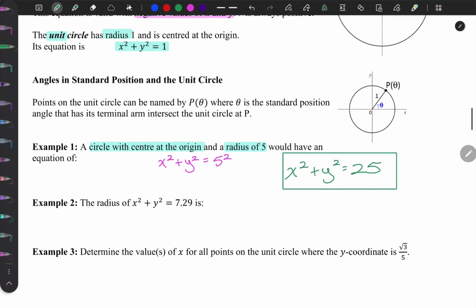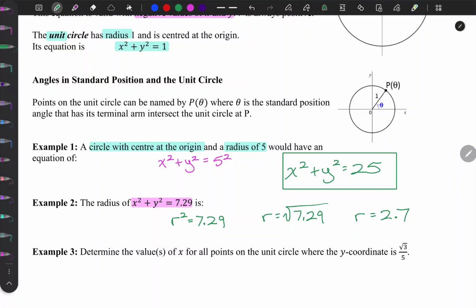Going in the opposite direction, if we have an equation, for example, x squared plus y squared equals 7.29, we know that r squared is equal to 7.29. So if we wanted to find the radius of that circle, the radius is equal to the square root of 7.29, and when we calculate that in this case, the radius is equal to 2.7. And that's the basic idea for the equation of a circle.